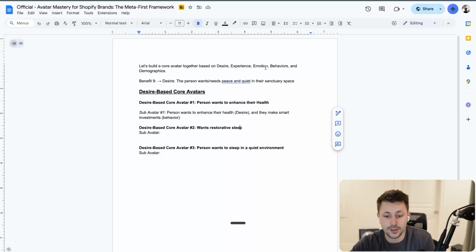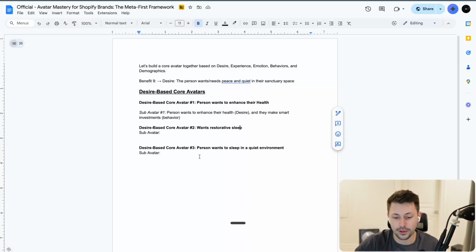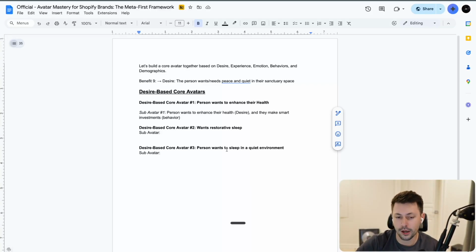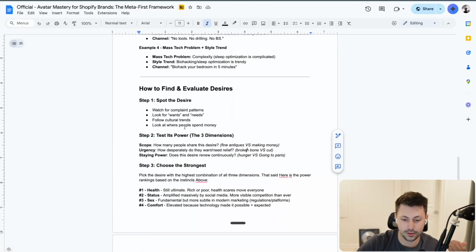Again, it all depends on the experiences the person's going through, the emotions they have, the behaviors they have, and their demographics, right? But when I think about someone who wants to sleep in a quiet environment, which overall scope-wise is slightly smaller, it actually might be more urgent, because the fact that they want this probably means they don't sleep in a quiet environment and it's probably annoying them, right? And we're going to get into breaking down sub avatars like I said. As you guys can see, I'm tying this whole training together, and hopefully it makes sense why I explain this stuff to you guys.